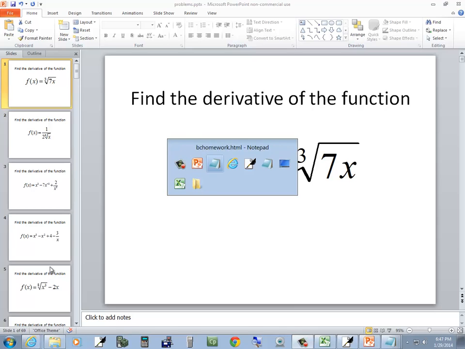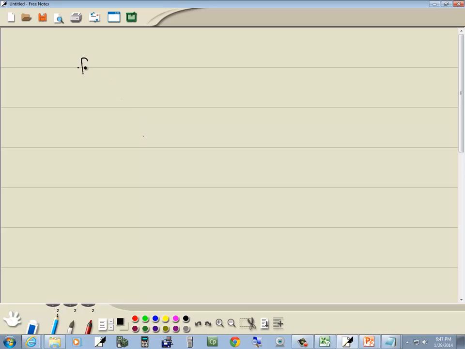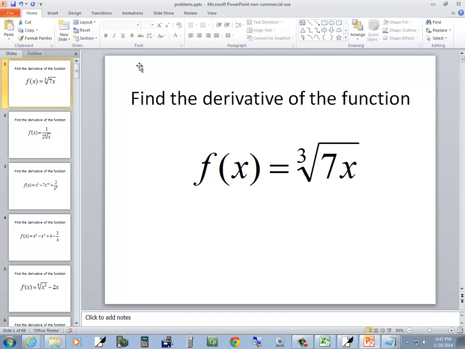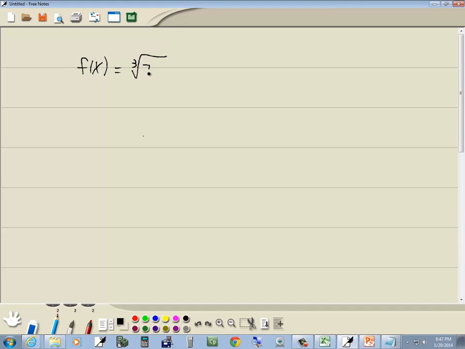Take a look at this problem. We got f of x is equal to the cube root of 7x. Well, we can go backwards and rewrite this as separate radicals. Cube root of 7 times the cube root of x.